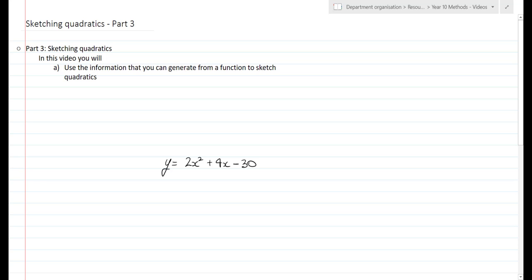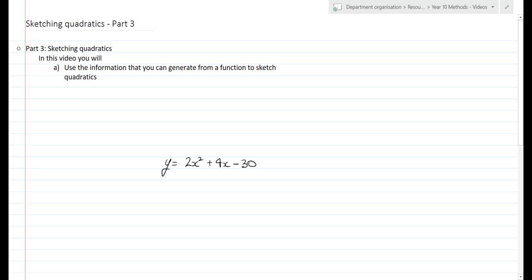Video 3 on sketching quadratics. In this video we're going to be given a function and we're going to use that function to sketch an accurate quadratic. We're going to talk about the 4 pieces of key information that we can get from a quadratic when we sketch it to show our parabolic form. So here's a quadratic I'm suggesting we use, and I want to sketch this quadratic.